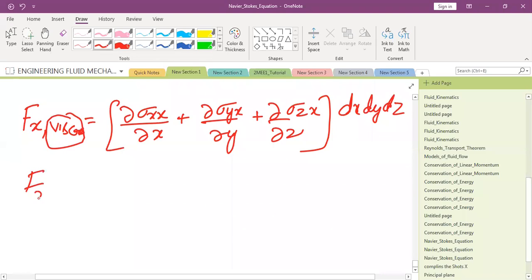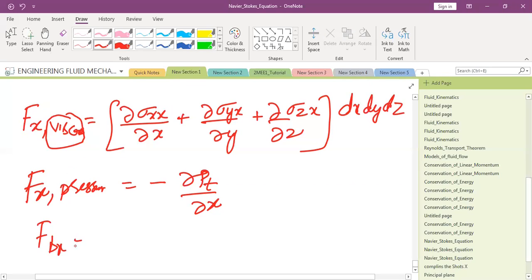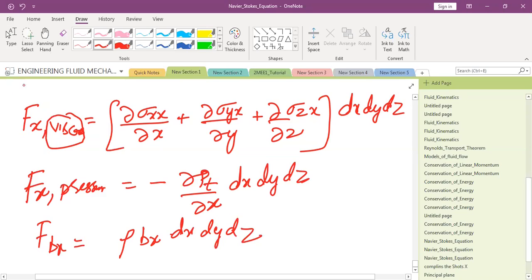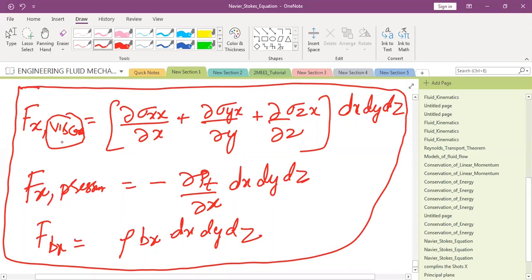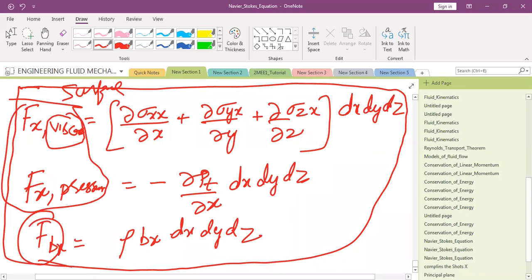And you know that the surface force in x direction due to pressure effects was what? If you remember, it was minus curly p by curly x. If you remember, this was the surface force in x direction due to pressure force. And what about body force in x direction? Rho bx. So this is the overall force on any fluid element in a moving fluid. These two forces are surface forces and this is the body force.